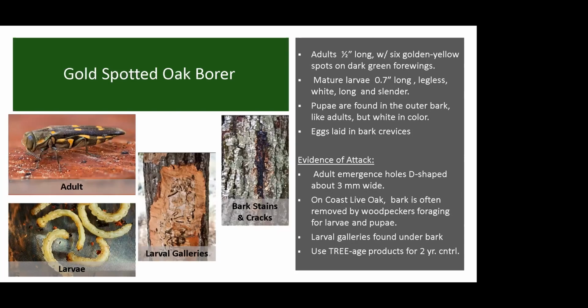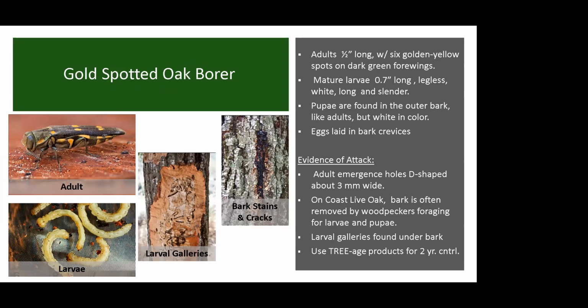Another Western pest is related to all of these other buprestids, the two-line chestnut borer, emerald ash borer: the gold-spotted oak borer is this one. It's a small pest. It attacks primarily oaks. You can see the larva on the bottom left, the adult on the top left. Eggs are laid just like many of the others in bark crevices.